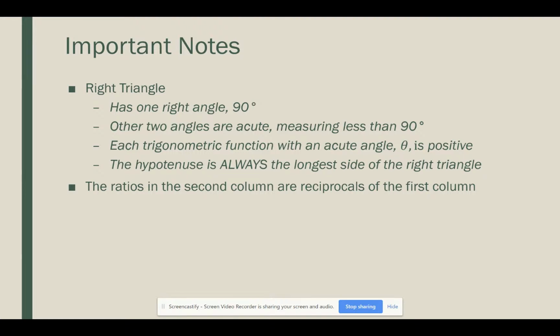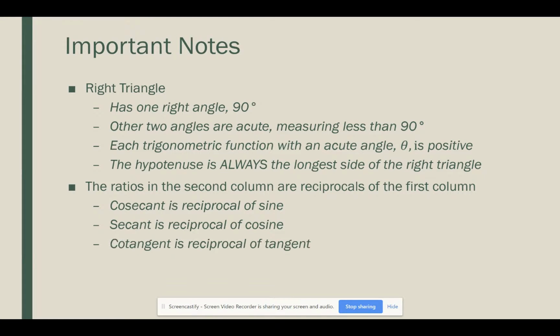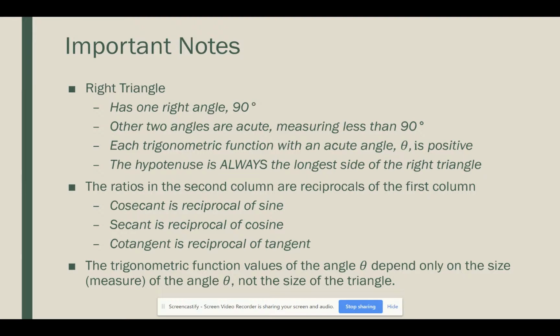I already pointed out to you that the ratios in the second column are reciprocals of the first. And again, I've enumerated those for you. And then finally, the size of your triangle really doesn't affect the trigonometric function, or the value, because the trigonometric function depends on the angle measure, not the size of the triangle. So you can have a really, really tiny triangle and a really big triangle, and they could still have the same value for the trigonometric relationship.